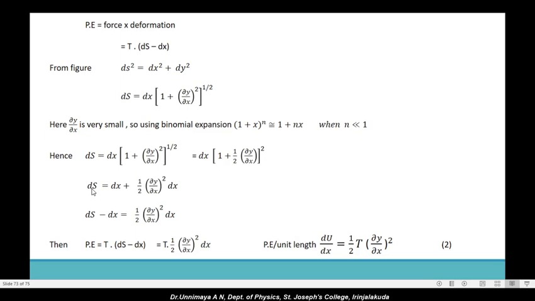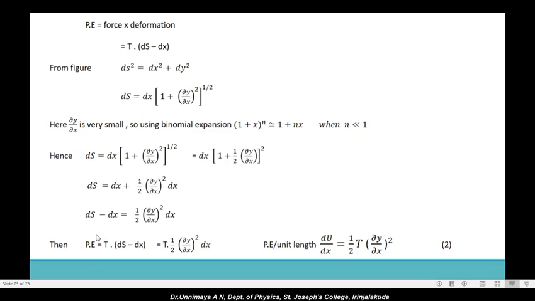Okay, so this will be ds into ds is equal to dx plus half into, we expand it, multiplying the two terms with dx. So dx plus half (dou y by dou x) whole square dx, dou y by dou x square dx. What we do is bring this dx term to the left hand side. Then ds minus dx is equal to half (dou y by dou x) square dx. So we get the deformation term ds minus dx.